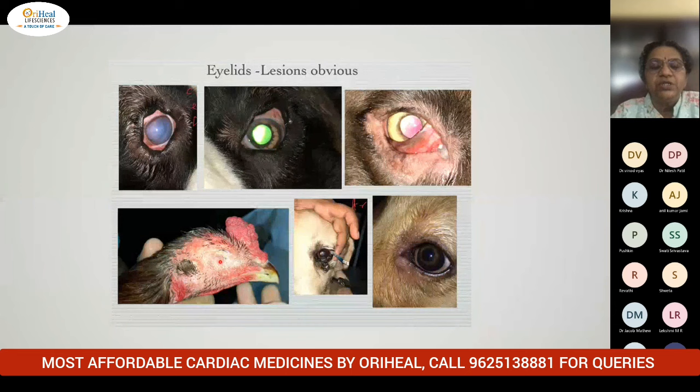The physiological ankyloblepharon is something you see in puppies, where the eyelids will be closed immediately after birth, and they will open only in a 10 to 12 day period. Acquired ankyloblepharon can happen due to adhesions or infections in the eye.